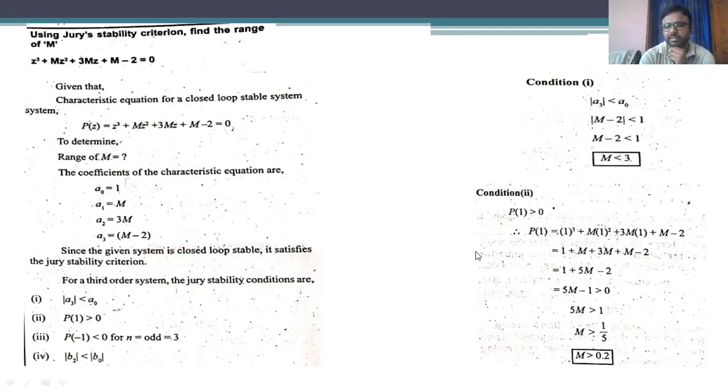And P of 1 should be greater than 0. With the substitution of Z equal to 1, we get 5M is greater than 1. From that we can conclude that M should be greater than 1 by 5, that is M should be more than 0.2. So from the first condition we have M less than 3, and from the second condition M greater than 0.2.